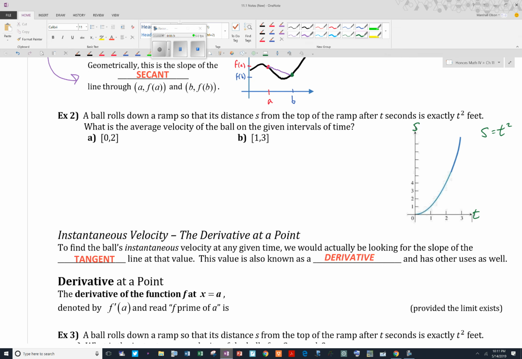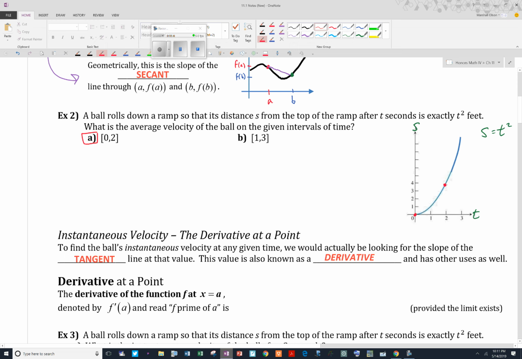The interval that we want to find the average rate of change on first is from 0 to 2. So in part A, we're going to be looking for the average rate of change from 0 to 2, so from this point right here to this point right here. Okay?